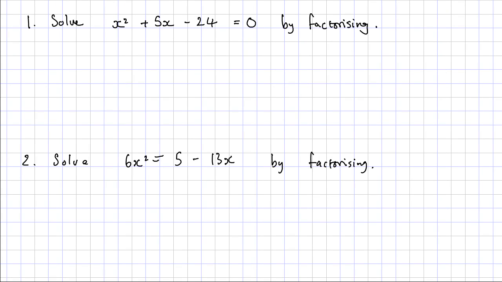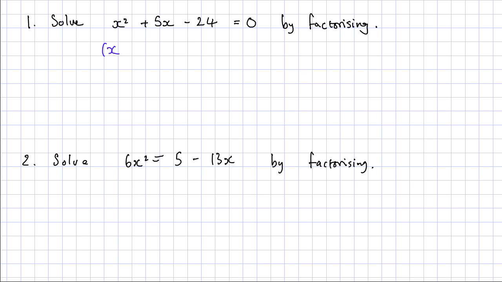This video is on solving quadratic equations by factorising. Now I have x squared plus 5x minus 24 is equal to 0, and I need to solve this by factorising. I'm going to start my brackets here. So I'm going to have x here.